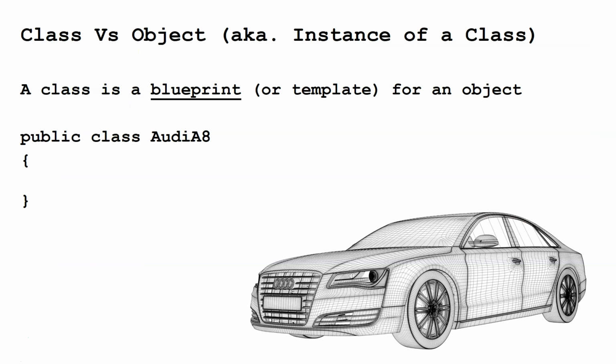So what is a class? A class is a blueprint or a template for an object. I use this picture as an example. This is not an actual car, but it's a blueprint or a template for the car.